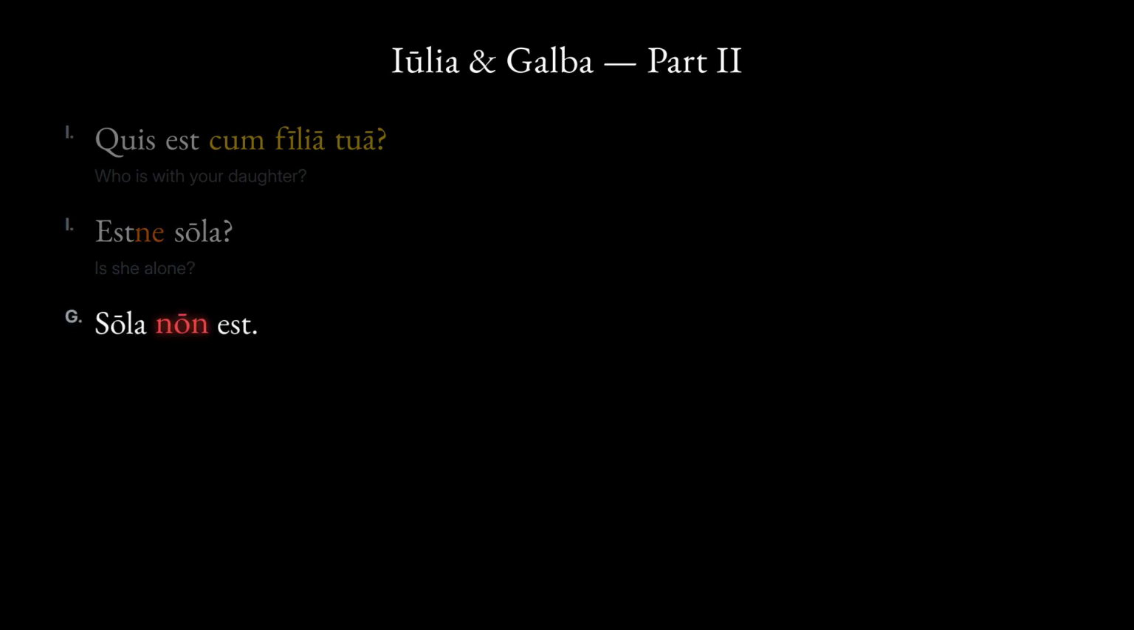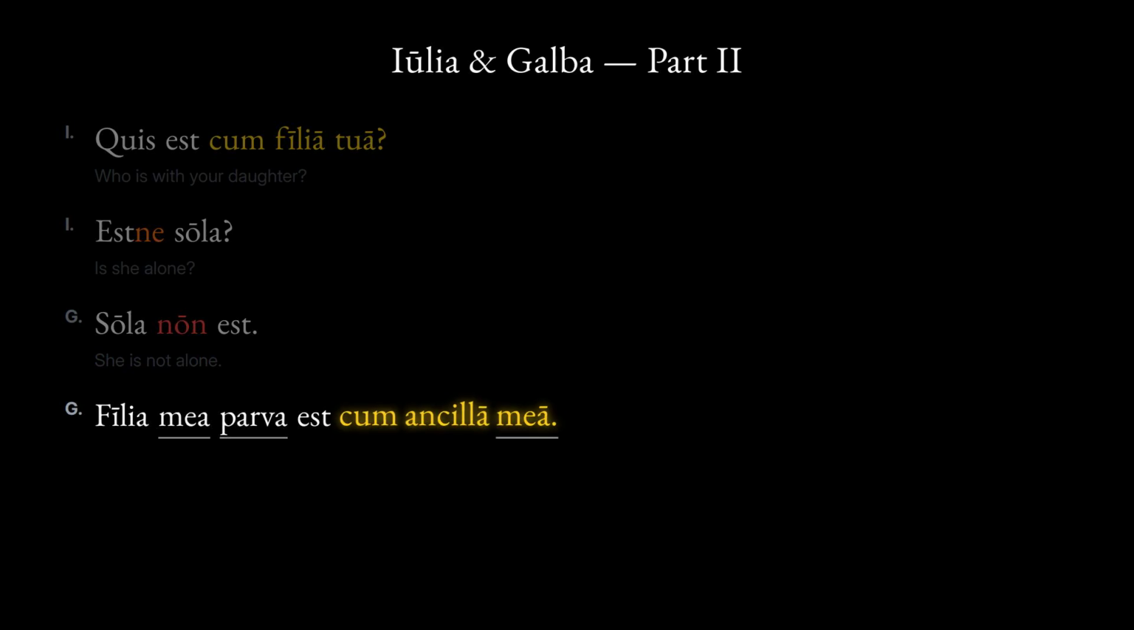Julia continues, Quis est cum filia tua? Who is with your daughter? The preposition takes the ablative. Estne sola? Is she alone? The question enclitic on the verb again. Galba answers, Sola non est. She is not alone. He denies by adding the negation before the verb.